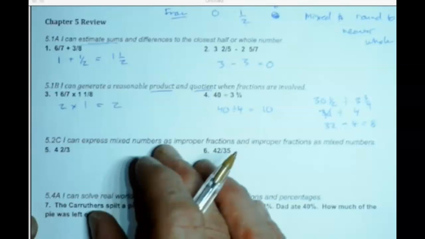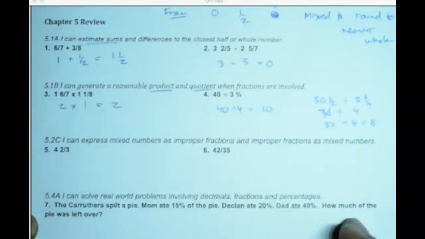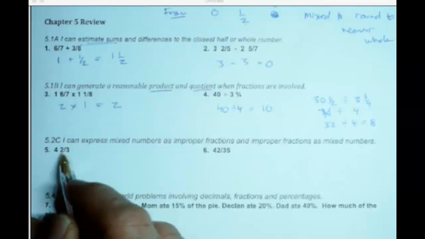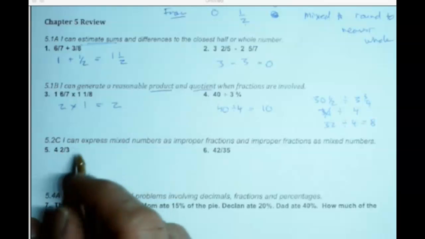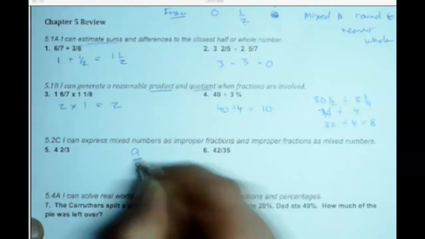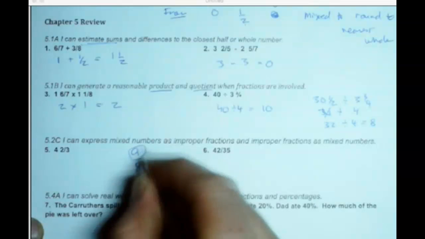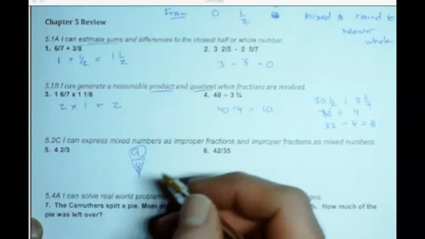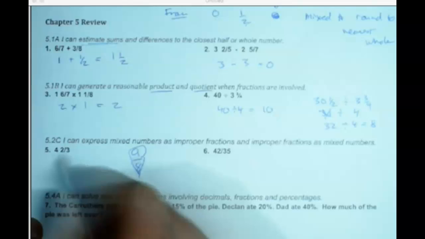All right, 5.2c. If you can't do this target, you're going to struggle on the test. So it's probably the most important target on the test. You have to be able to take a mixed number like 4 2/3 and make it into an improper fraction. An improper fraction is something like 9/8. It's too big on top. Mrs. Wooten calls it an ice cream cone. It's got the big scoop of ice cream and then the little cone. It's improper. This one here is a mixed number.